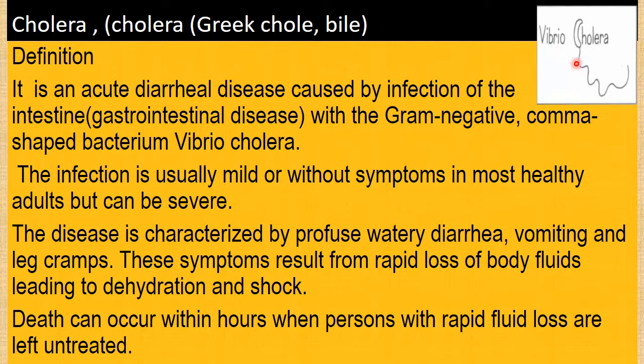Actually, it is a gastrointestinal and diarrheal infection caused by the gram-negative, comma-shaped bacteria called Vibrio cholerae. This infection is usually mild or without symptoms in most healthy adults, but can be severe in immunocompromised persons. The disease is characterized by profuse watery diarrhea, vomiting and leg cramps. These symptoms result from rapid loss of body fluids leading to dehydration and shock. Death can occur within hours when persons with rapid fluid loss are left untreated.